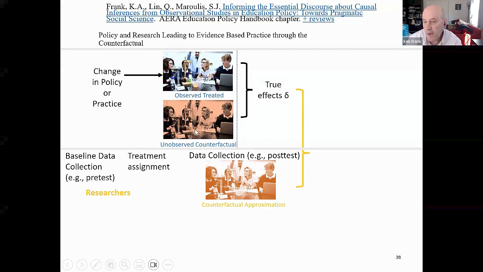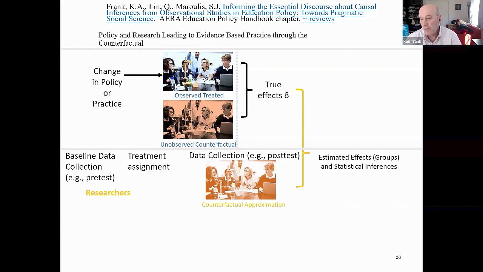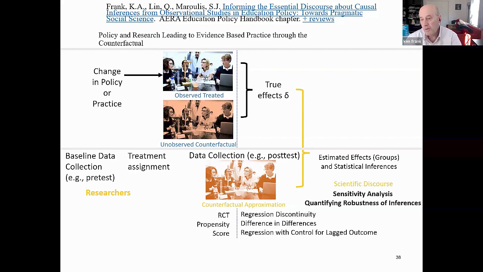So the point that I'm making with this slide is, as soon as you accept the counterfactual framework, then you realize that researchers enter into the equation with their own biases, their own subjectivity, because researchers are trying to approximate the counterfactual. It's baked in. There's a role for us, but that means when we get our estimated effects from groups, we might not get it right. So we need to talk about it.